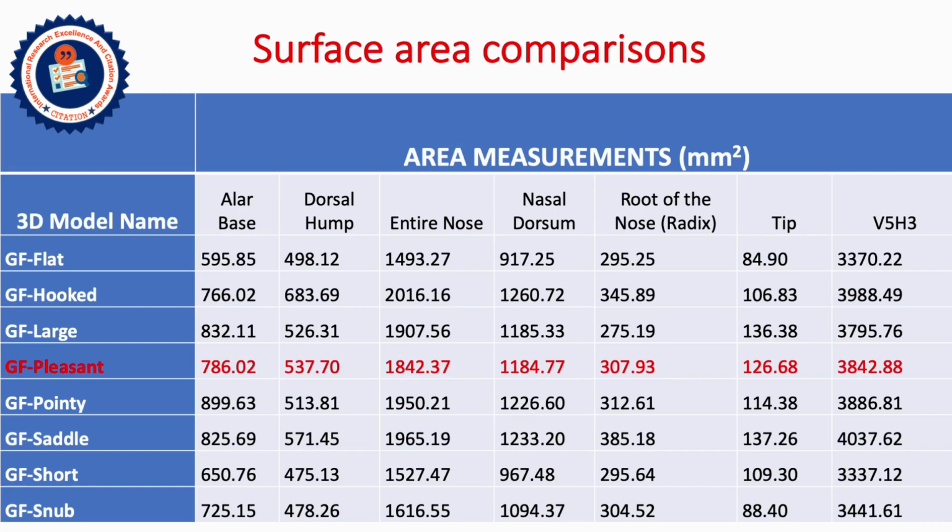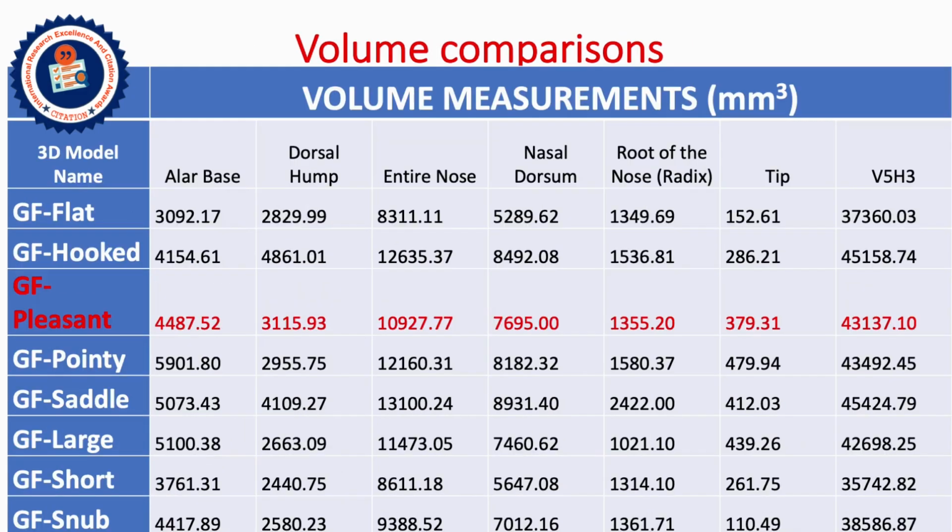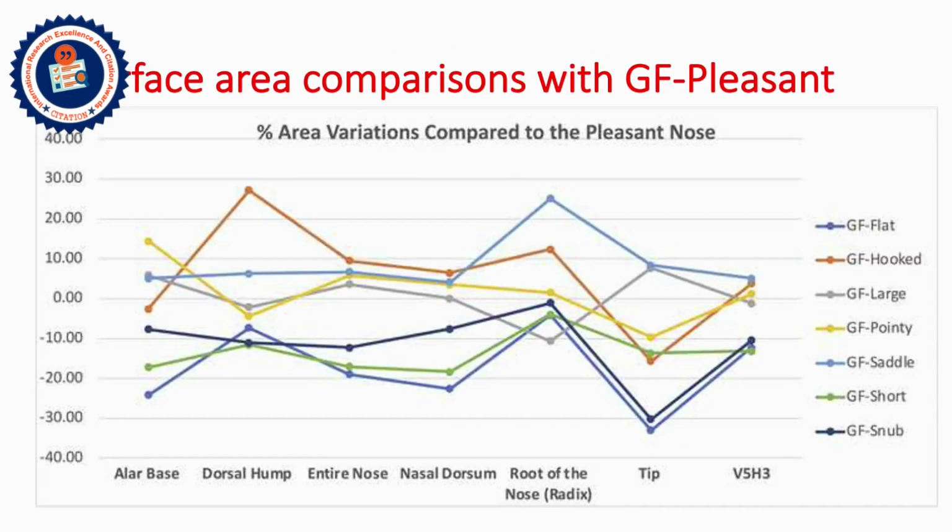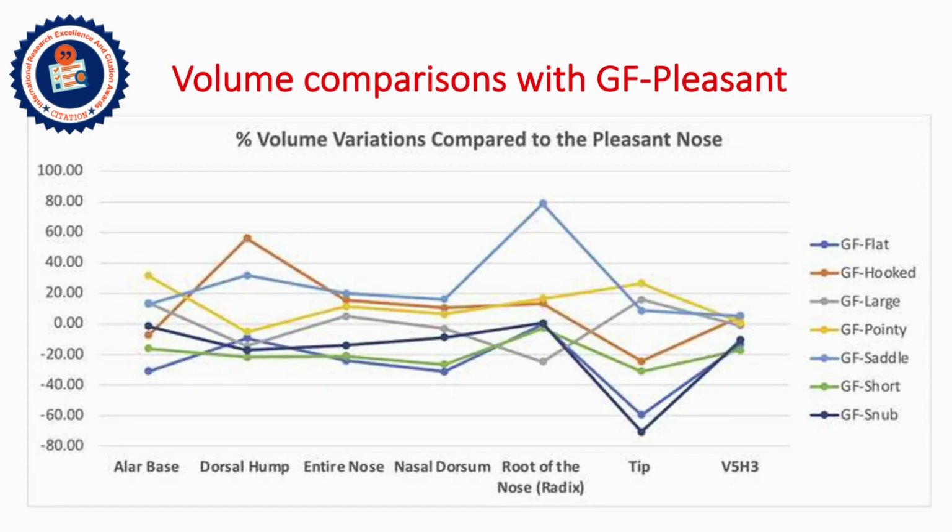The results we had, we were able to compare all 7 models with GF Pleasant for area measurements and for volume measurements. And to help see the difference between them and GF Pleasant, where GF Pleasant would be shown as the 0 mark on the Y column, all of them had varying significance and differences with the GF Pleasant. And I can show you from here.